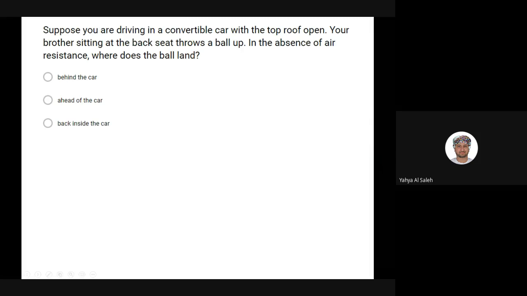About 80 people have responded so far. So 87 people said back inside the car. 4 people said ahead of the car. And 11 people said behind the car. Very, very interesting. Now, most people said back inside the car. And I must say, these people are actually correct.